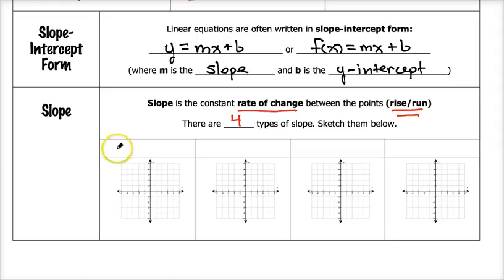First type of slope is positive slope. Okay, so positive slope always results in an increasing line. Okay, so anytime a line rises from left to right, so for example, this line here, you know you have positive slope. Negative slope would be a line that is decreasing. So a line that has negative slope might look like this.